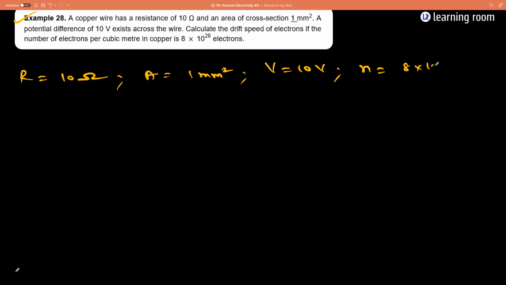A copper wire has a resistance of 10 ohm. So R is equal to 10 ohm. Area of cross section is 1 millimeter square. Potential difference of 10 volt exists across the wire. Calculate the drift speed of the electrons if the number of electrons per cubic meter in copper, that is, the number density, is 8 into 10 power 28.